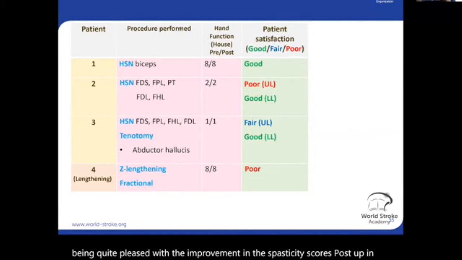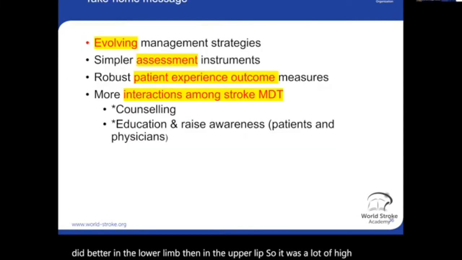We had a couple of patients who had a not so good experience post-op because of the anesthesia complication. And then you look at one of the patients who did better in the lower limb than in the upper limb. So he had a lot of high expectations. These are patients who have quite a bit of expectations. They need to be managed adequately.